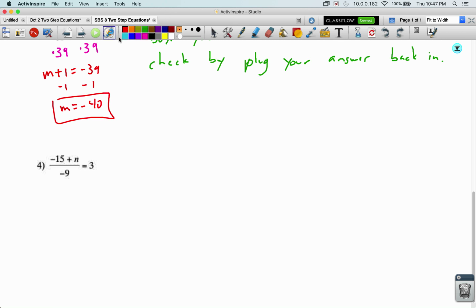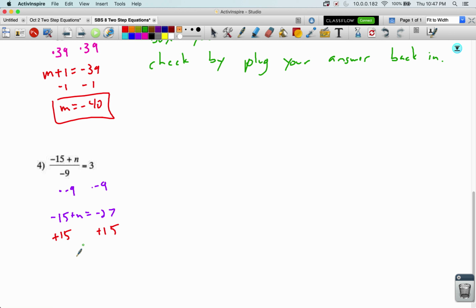All right, and problem number 4. Again, we have an operation being done on the top here. We undo that by multiplying both sides by negative 9. You get negative 15 plus n equals negative 27. Ask yourself, what's the remaining operation being done to the variable? This negative 15 is adding it, so I'm going to add a positive 15 to cancel out that negative 15 to both sides.